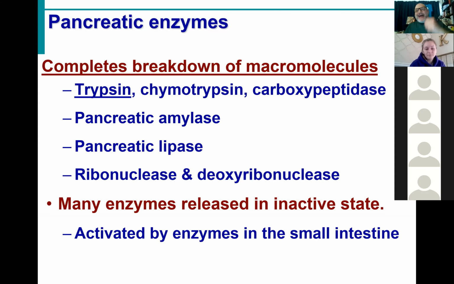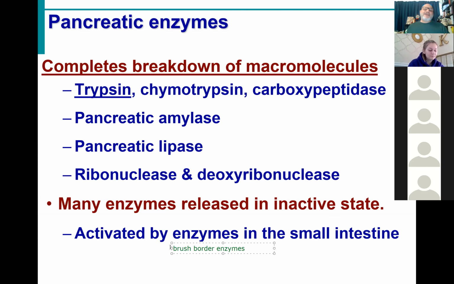Now, remember how we talked about pepsinogen is released from the chief cells in that inactive form and is then activated into the active pepsin to protect the cell that produces it. So not surprisingly, much of the same occurs in the pancreas. Most of the pancreatic enzymes are actually released in an inactive state. And typically they get activated by those brush border enzymes in the small intestine.